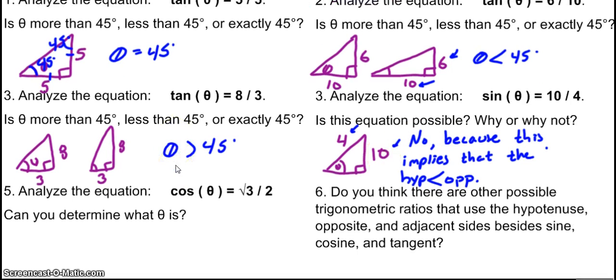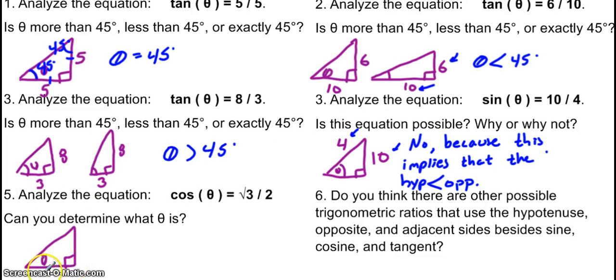Again, 5 is a little bit different, but we'll start the same way. We'll draw a triangle. Let's call this theta. There's our right angle. Cosine of theta. Now cosine is adjacent over hypotenuse, so square root of 3 and 2 goes there. Can you determine what theta is? So we're asking for an exact value here.